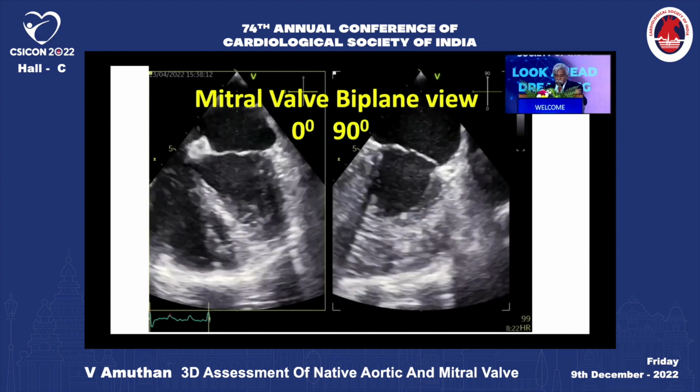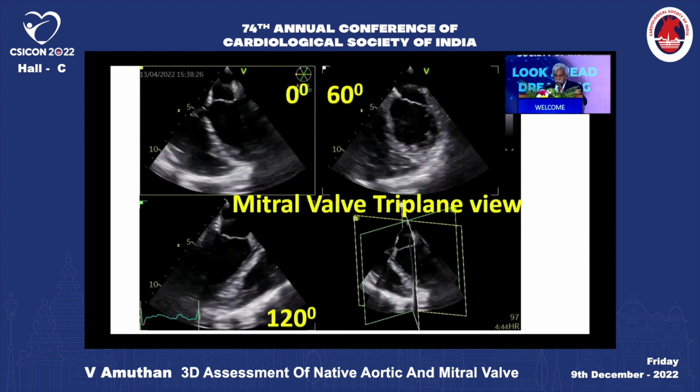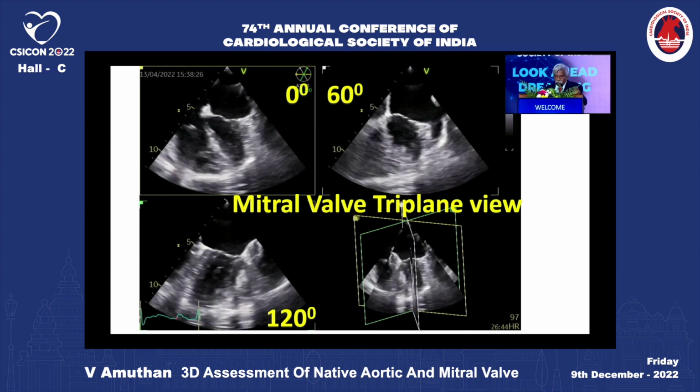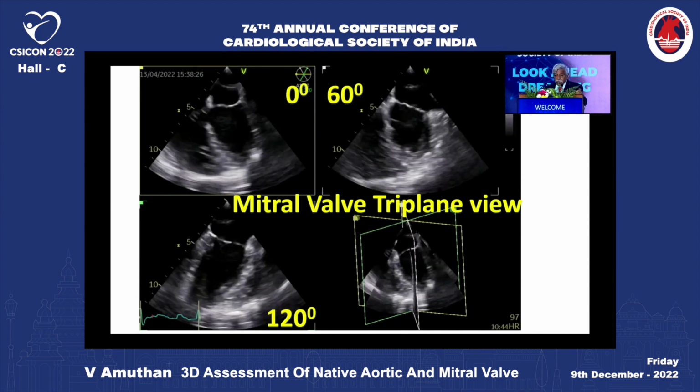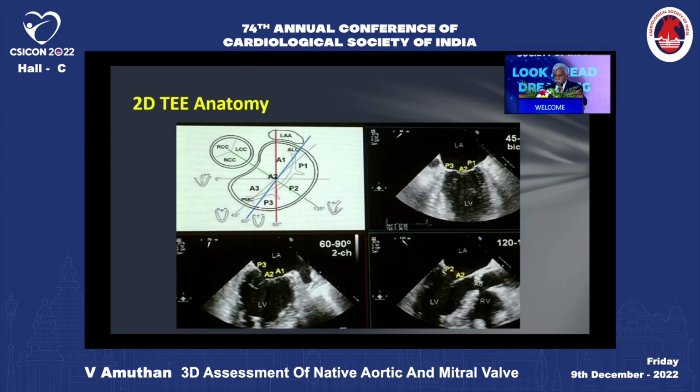Transesophageal echo. This is a biplane view, and this is the triplane view. So in a single shot, you can have a view of all the segments of the mitral valve, unlike 2D echocardiography where you have the difficulties. You see here, this is 2D echocardiography independently placed. Here it is 60 degrees where you can see A1, A2 and P3, and 45 degrees bicommissural view. You can have 45 to 55 in bicommissural view. Again P1, A2, P3, all confusion comes in.